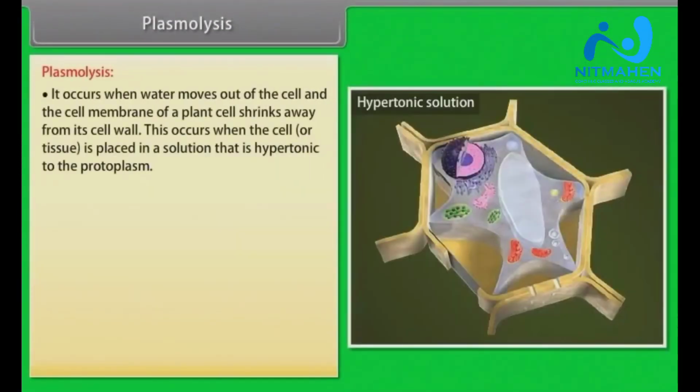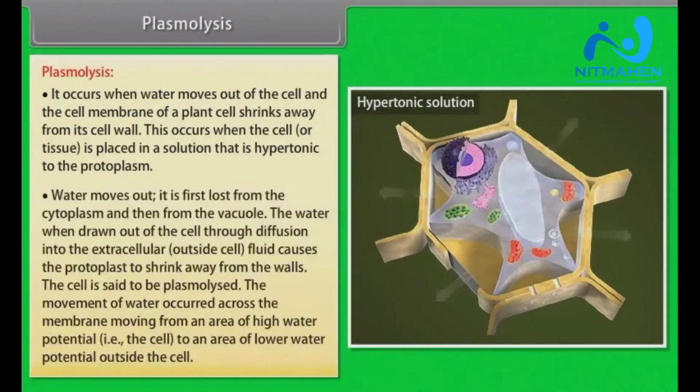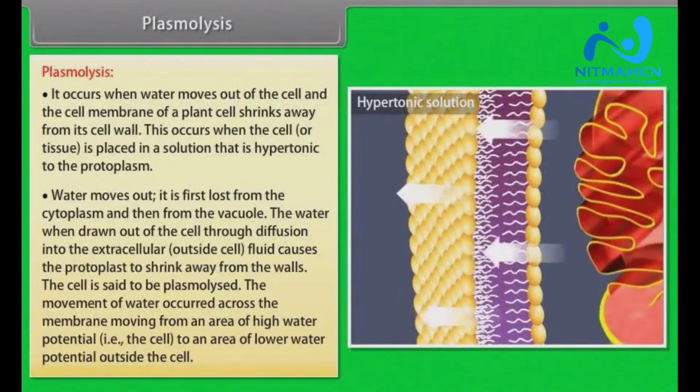Plasmolysis occurs when water moves out of the cell and the cell membrane of a plant cell shrinks away from its cell wall. This occurs when the cell or tissue is placed in a solution that is hypertonic, has more solutes, to the protoplasm. Water moves out. It is first lost from the cytoplasm and then from the vacuole. The water, when drawn out of the cell through diffusion into the extracellular fluid outside the cell, causes the protoplast to shrink away from the walls. The cell is said to be plasmolysed.